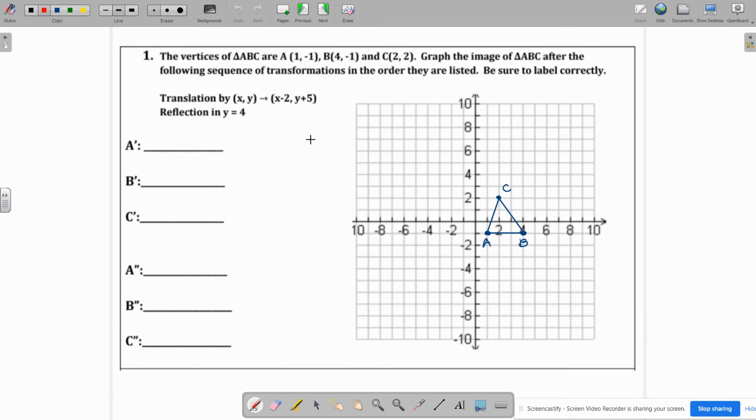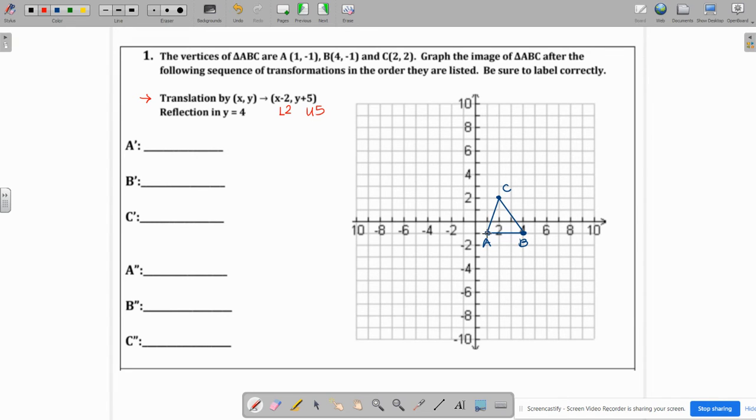So in this first example, the vertices of triangle ABC are listed here. I have them graphed here as well. It says graph the image of triangle ABC after the following sequence of transformations in the order they are listed and to label correctly. So our first transformation is a translation, and we can see that our coordinate rule is x minus 2, which tells me that our points will move left 2, and y plus 5 means that they will move up 5.